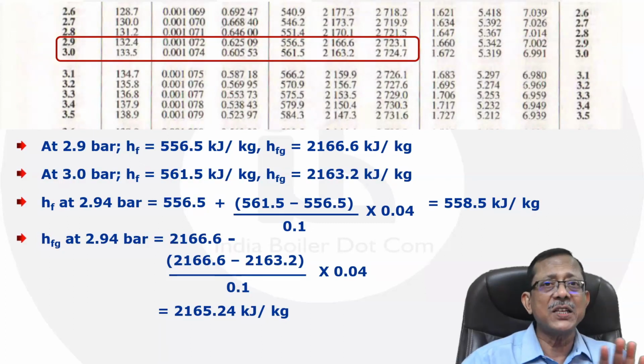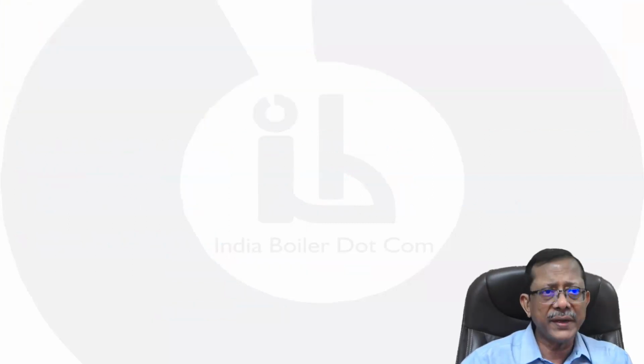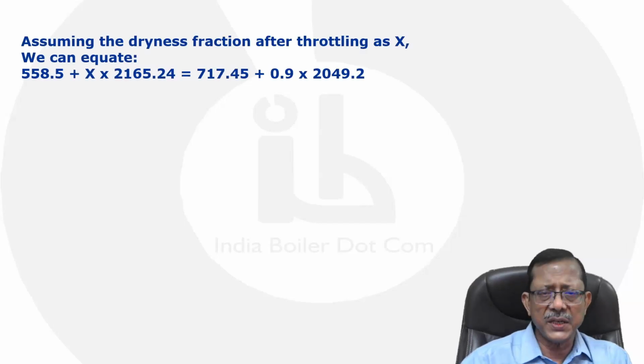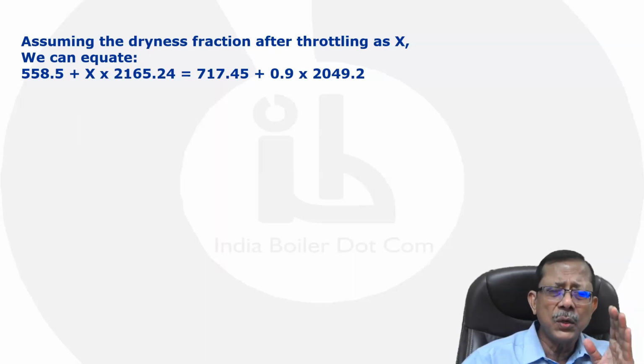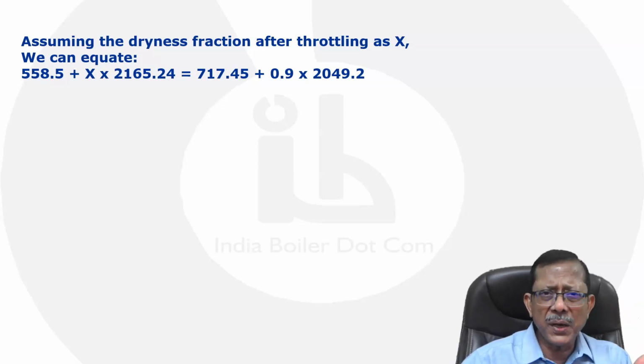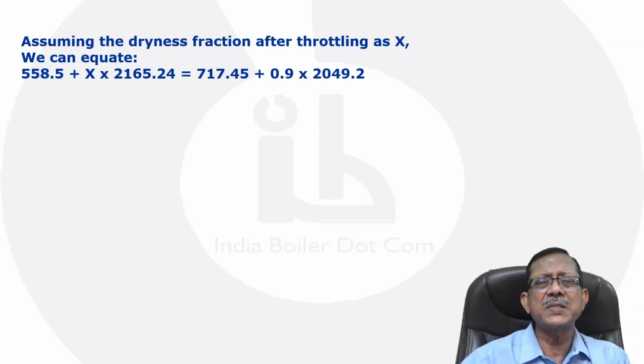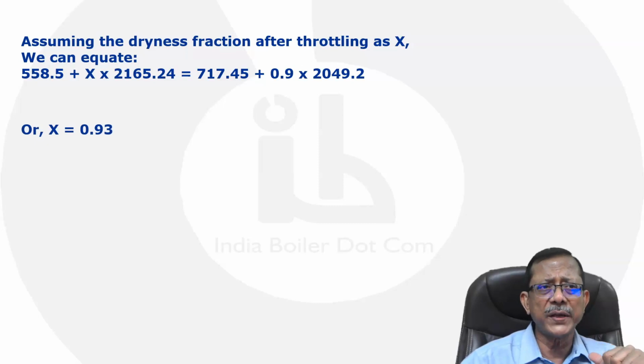But we do not know the dryness fraction, but we know that the enthalpy will be the same, right? So now we can equate it like this, assuming the dryness fraction as x for 2.94 bar. So we equate the 2.94 bar enthalpy, HF plus x HFG, is equal to the 7.85 bar enthalpy, that is 717.45 plus 0.9 HFG, because the dryness fraction is given, and from here I can calculate the x as 0.93. So you have noticed that the dryness fraction has increased. Instead of 0.9, it has now become 0.93, right?